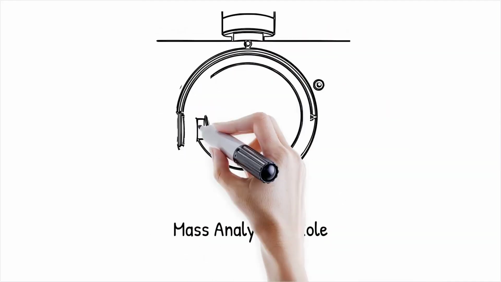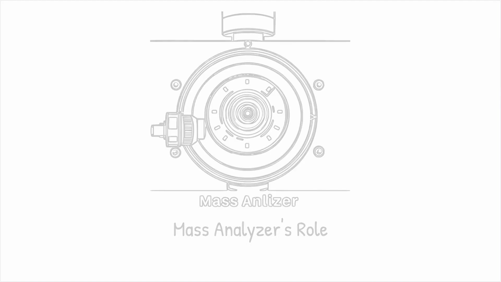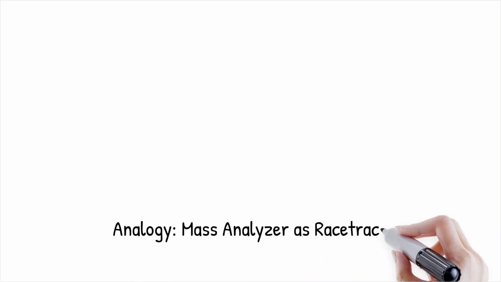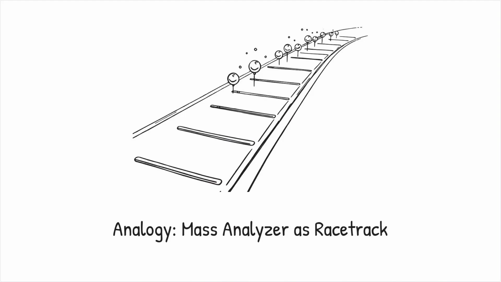The mass analyzer is the heart of the mass spectrometer, enabling precise measurement of ion masses and providing detailed molecular information. Time of flight mass spectrometry is used to analyze complex mixtures like crude oil, separating thousands of components based on their m/z. The mass analyzer is like a racetrack for ions, sorting them by weight as they cross the finish line.